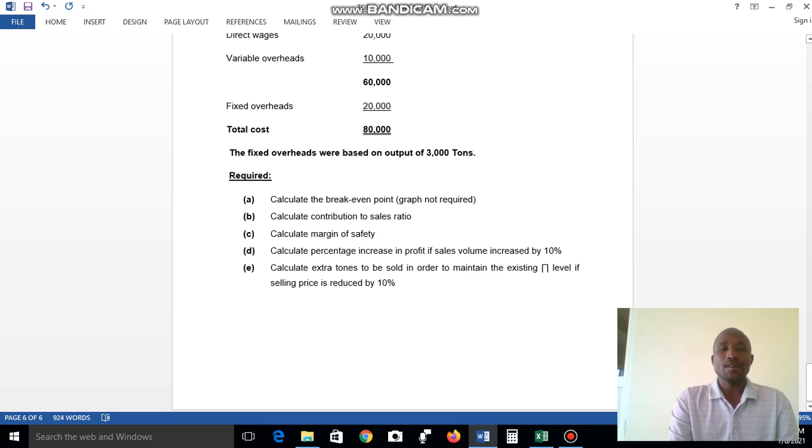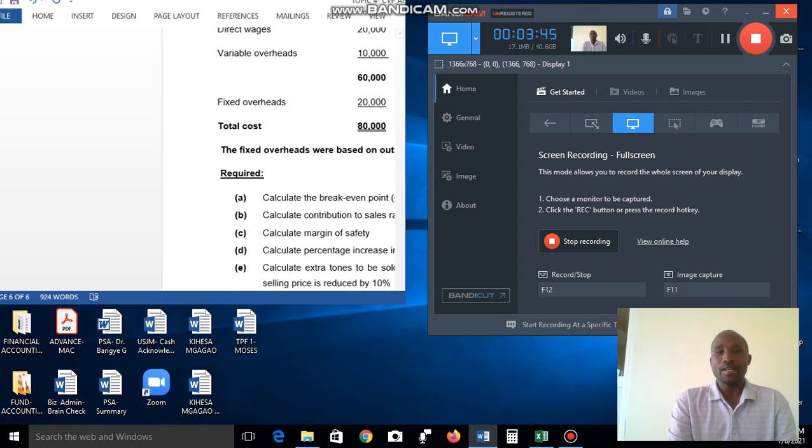Now here you are required to calculate the break-even point, no graph required, calculate the contribution to sales ratio, calculate the margin of safety, and calculate the percentage increase in profit if sales volume increased by 10%. Then calculate extra tons to be sold in order to maintain the existing level of profit if the selling price is reduced by 10%. So now, given this illustration, we can start computing.